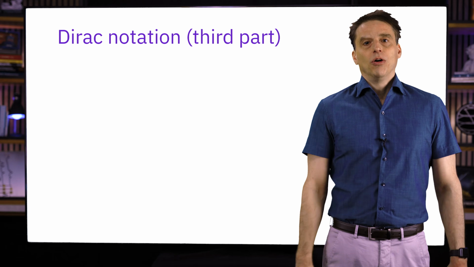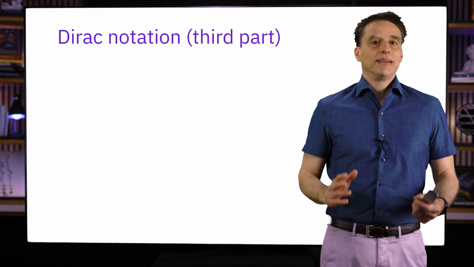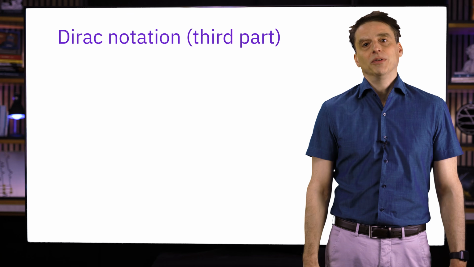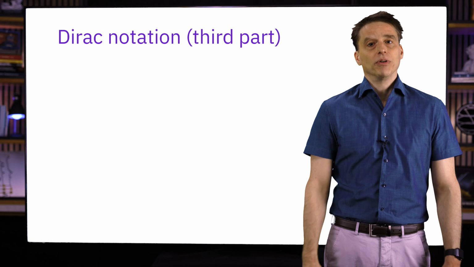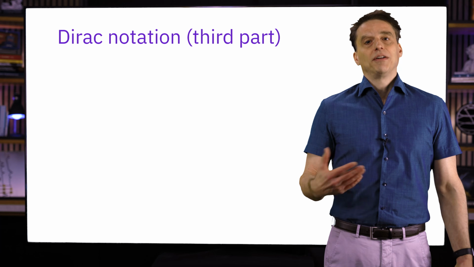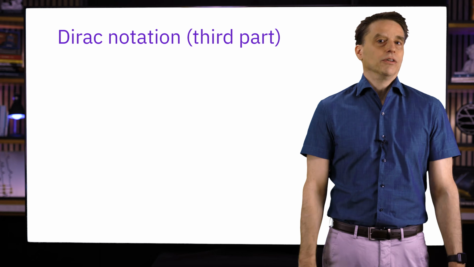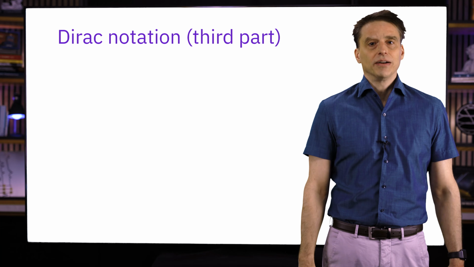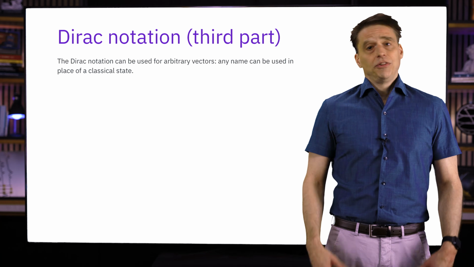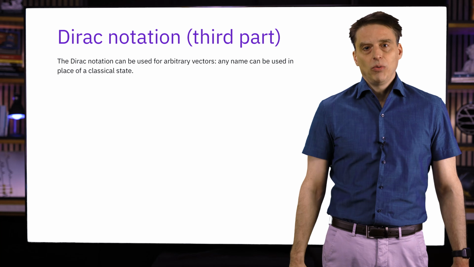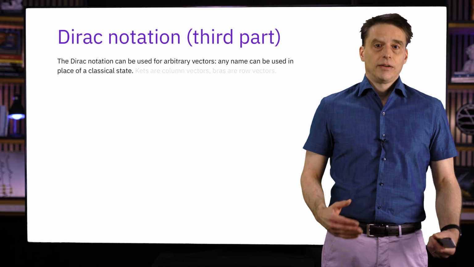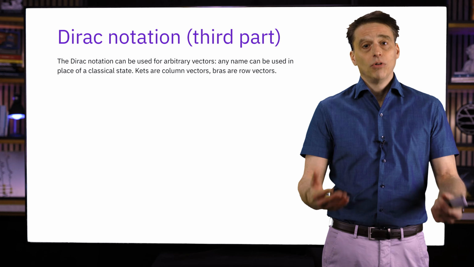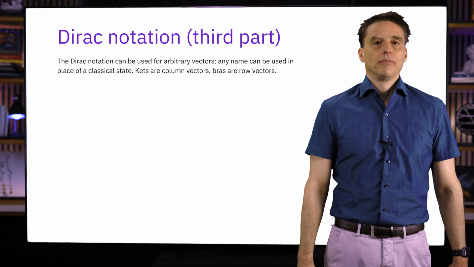Now, just a moment ago, we used the notation ket plus and ket minus to refer to two qubit state vectors that aren't standard basis vectors, and I'd like to return to this point briefly and explain how the Dirac notation is used for arbitrary vectors and not just for standard basis vectors. As I've already mentioned, we can use whatever name we want inside of a bra or ket to refer to a vector. Kets are column vectors and bras are row vectors, just like before.